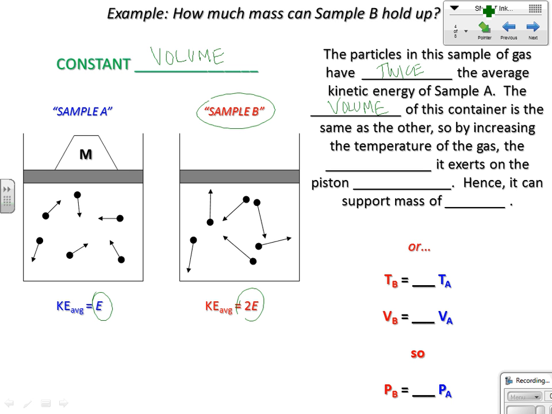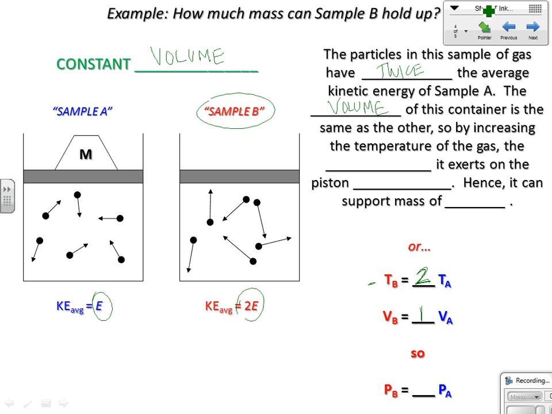So by increasing the temperature, and again, remember, temperature is a measure of the average kinetic energy. So this says that really, if this has a temperature, well, let's go down here. Temperature B really has to be twice that of temperature A. If the molecules have twice the kinetic energy, then that must mean that the gas is at twice the temperature. Well, those are the same, right? Saying the same thing here.